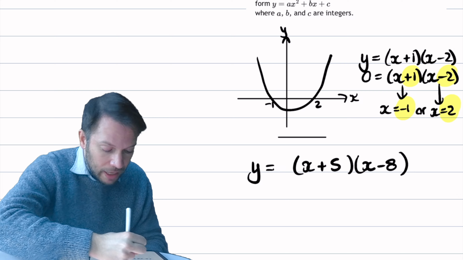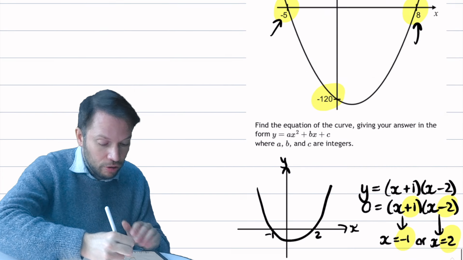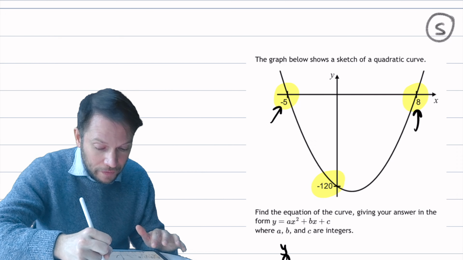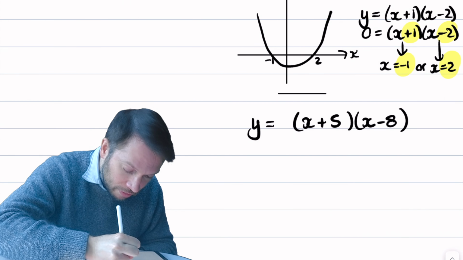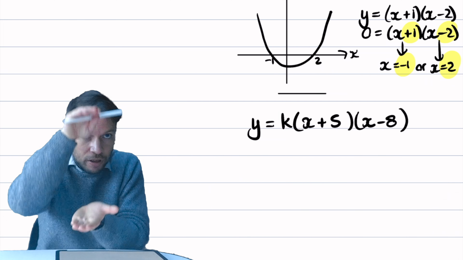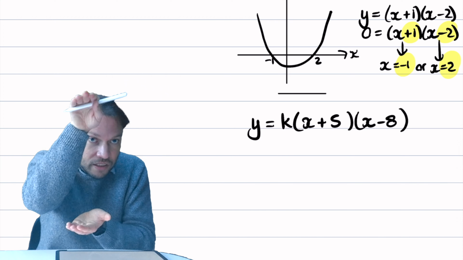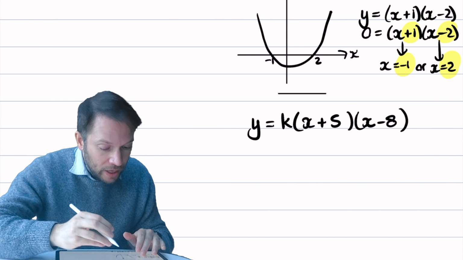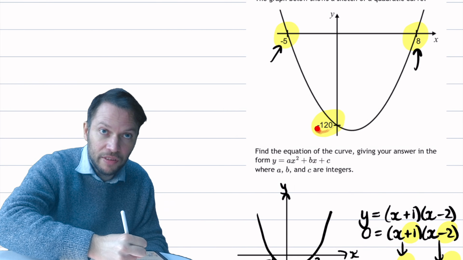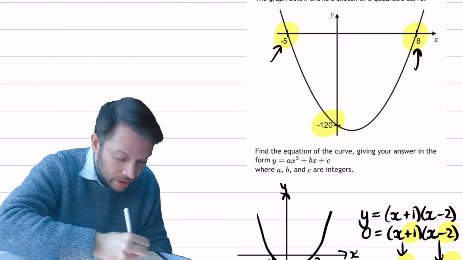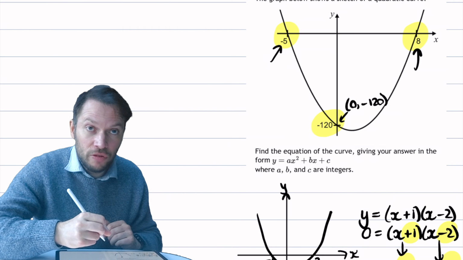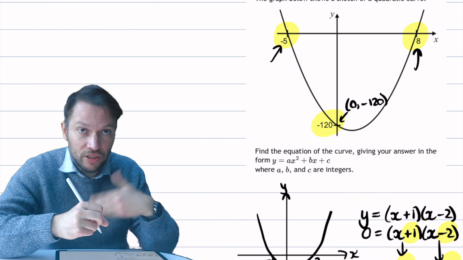Now, if you had these brackets here, it gives you the correct x-intercepts, but it might not give you the right y-intercept. And the way we fix that is we just put some constant on the front, let's call it k, some unknown constant, because what the k does is it scales the graph vertically to make the y-intercept correct, right? Now, we know that it goes through this point here, the y-intercept of minus 120. Now, this is the coordinate (0, minus 120), isn't it? So we're going to use that to substitute into our equation to find the value of k.